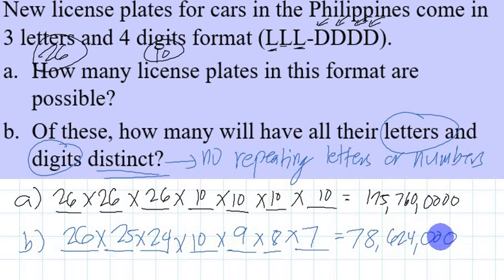78,624,000. So that meant out of the 175,760,000 possible license plates, 78,624,000 of them will have distinct letters and digits. And these are counted more efficiently through the fundamental principle of counting.